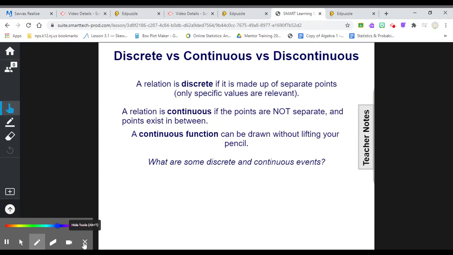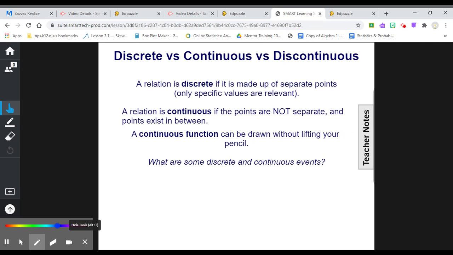In this lesson, I'm going to go over discrete, continuous, and discontinuous functions. So a discrete relationship is a relationship that is made up of separate points. A nice way to remember a discrete function, or to even imagine it visually, is if you were to make a graph of a discrete function, you would have to pick up your pencil.